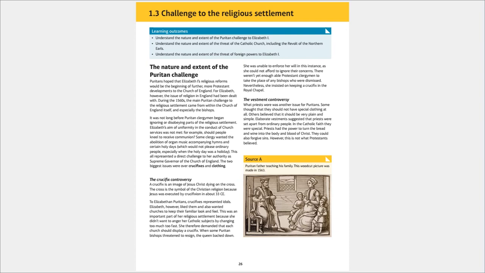So what we're now going to move on to, the last section of this lesson, is to think about people who weren't that happy with the settlement, people who challenged it.